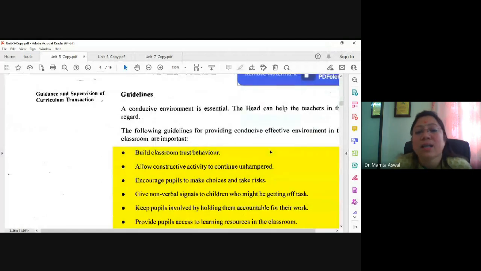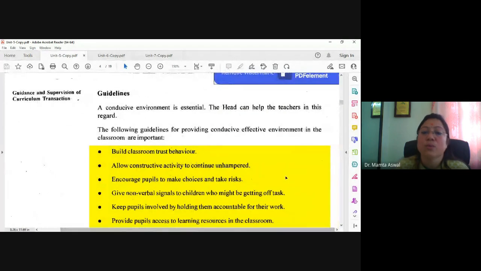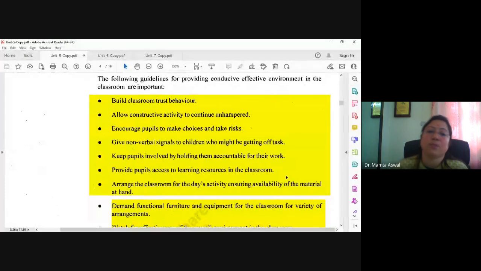So we say a conducive environment is essential. Creating a helpful environment, a good environment for the children, is necessary. What can be done? What other things can be done? They have been highlighted here.